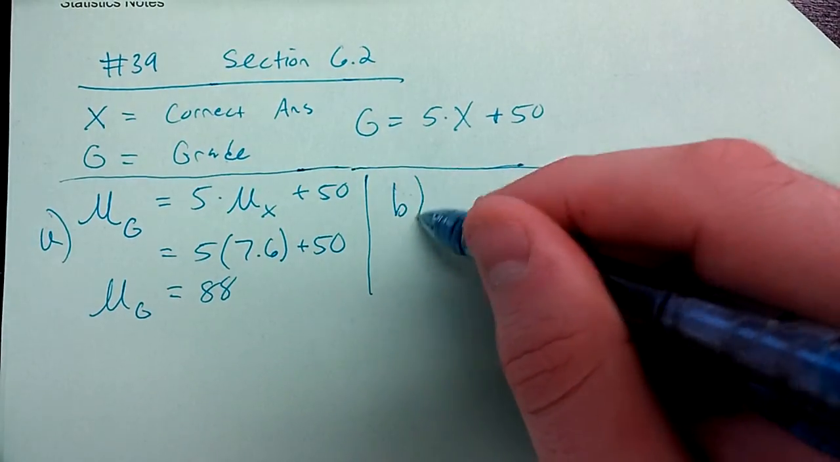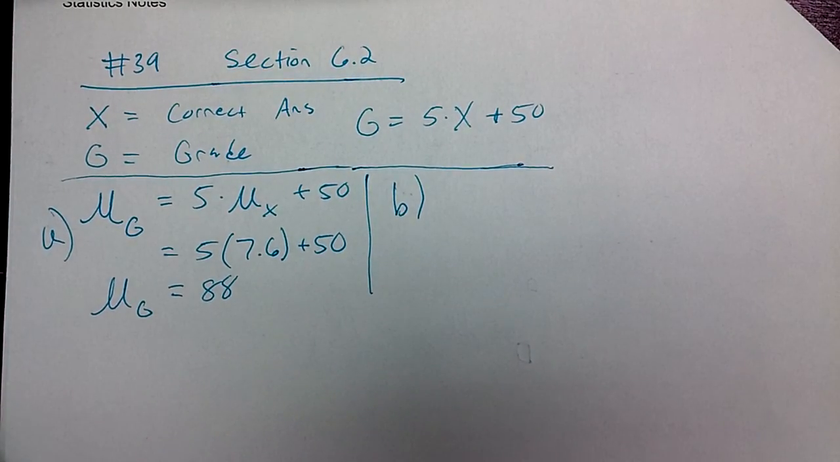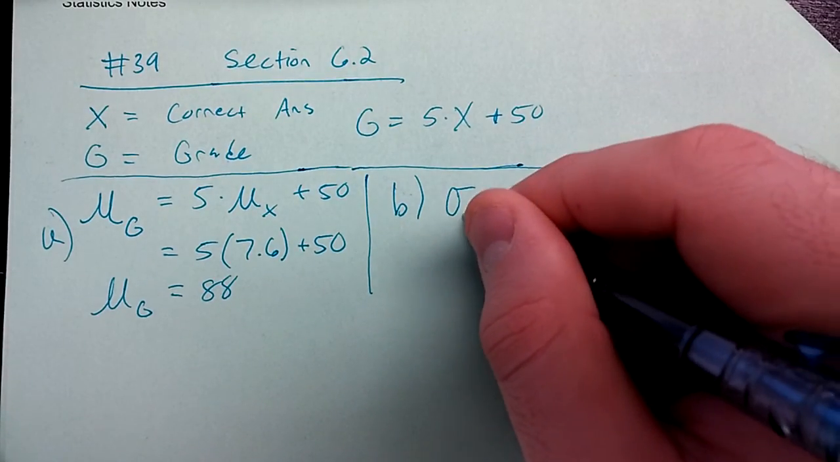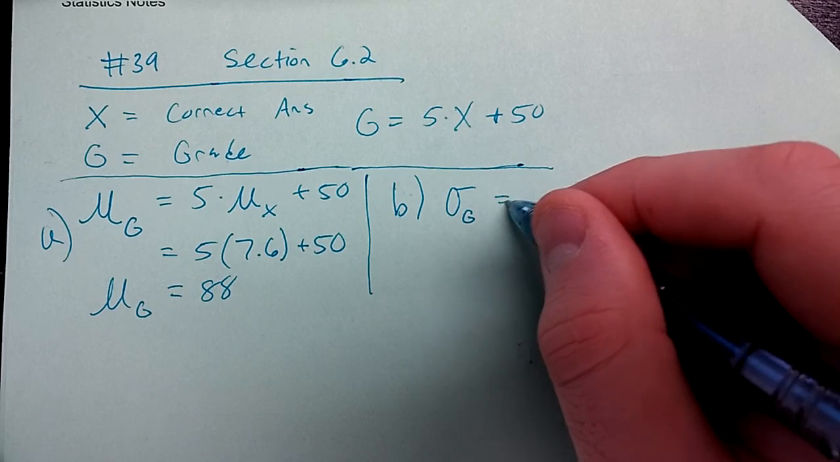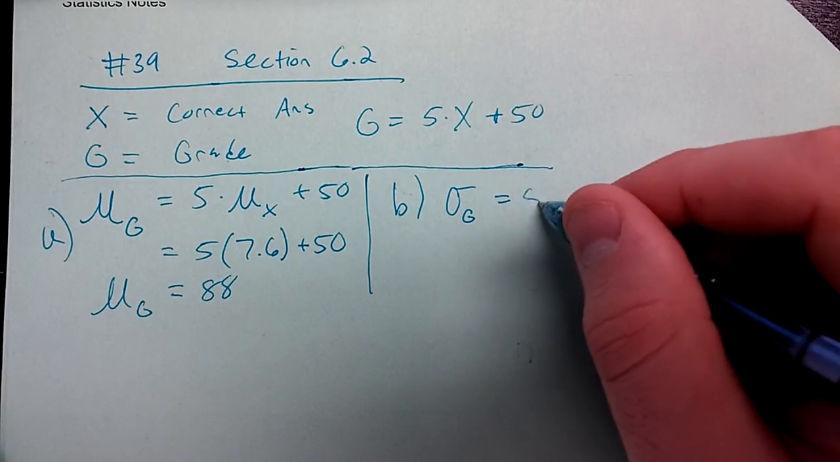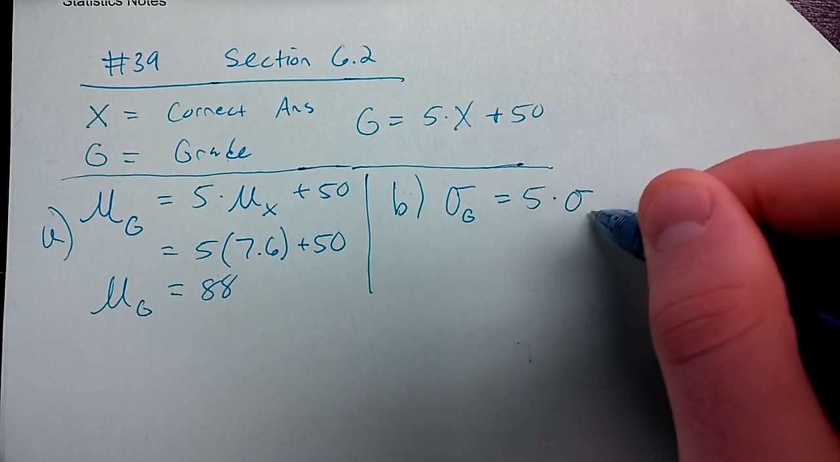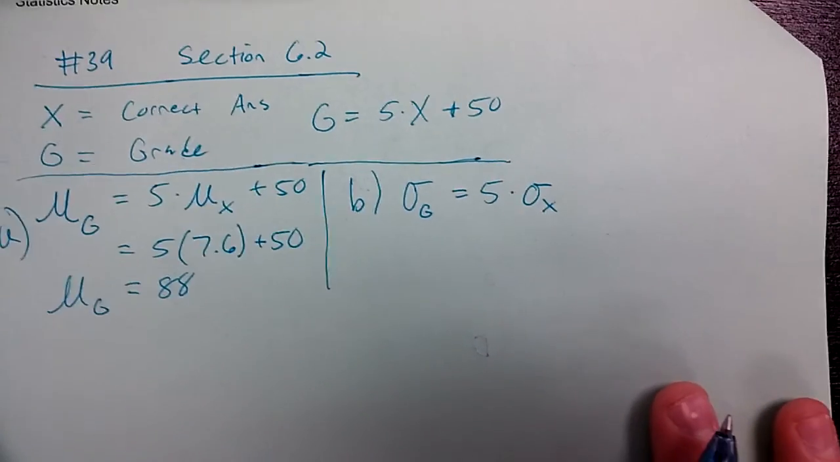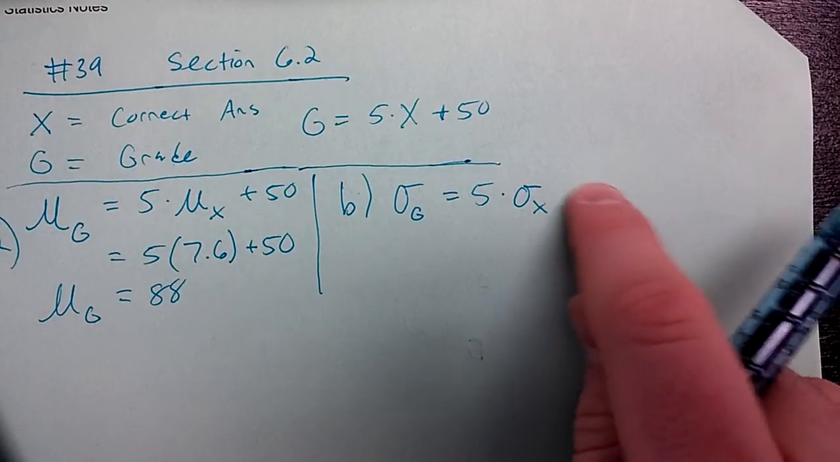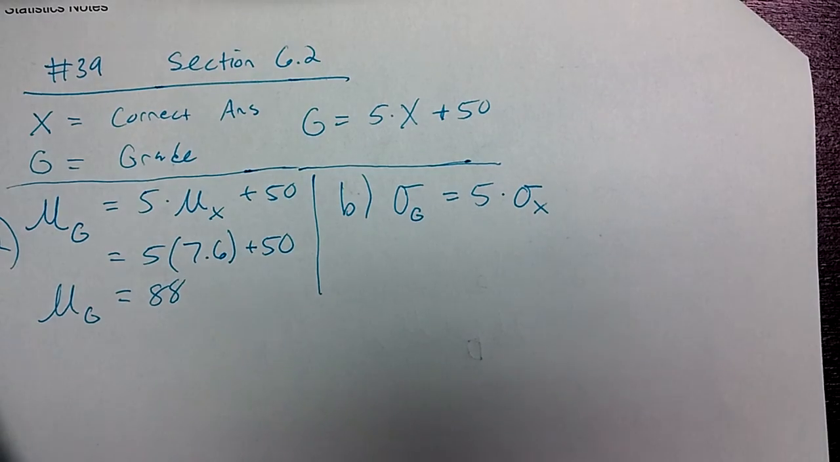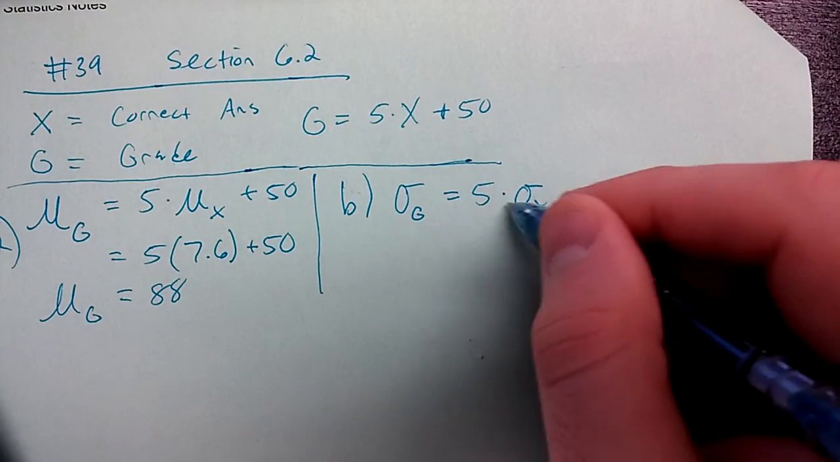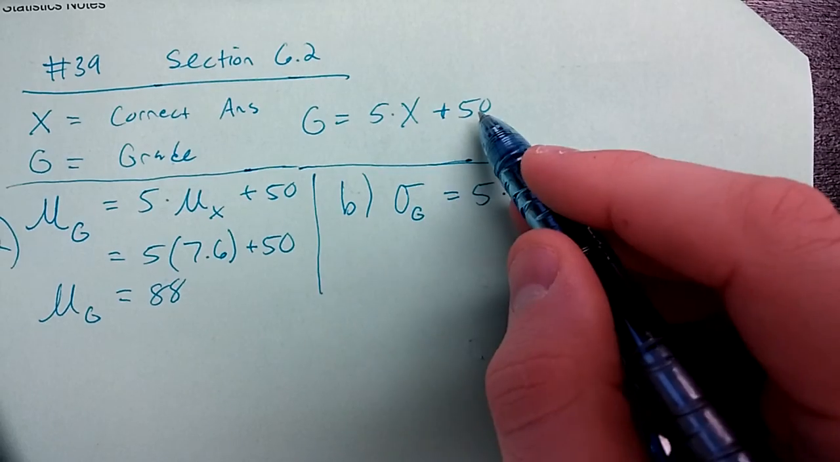Let's go on to part B. Part B asks for the standard deviation of G. Show your method. So we need to find sigma G. Now, sigma G is going to be equal to 5 times sigma X. You might be wondering why there is not a plus 50 over here. If you recall, when you add or subtract a number, it affects only the mean and not the spread, standard deviation, or variance, or anything else. So we're only going to do the multiplication transformation, not the addition one.